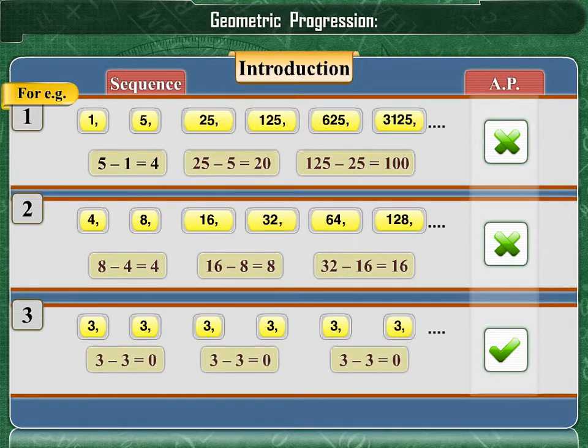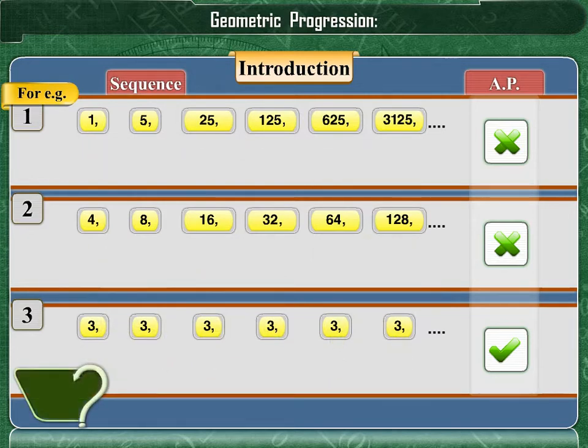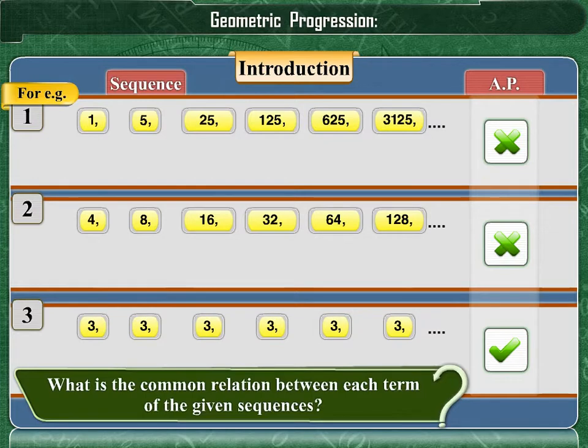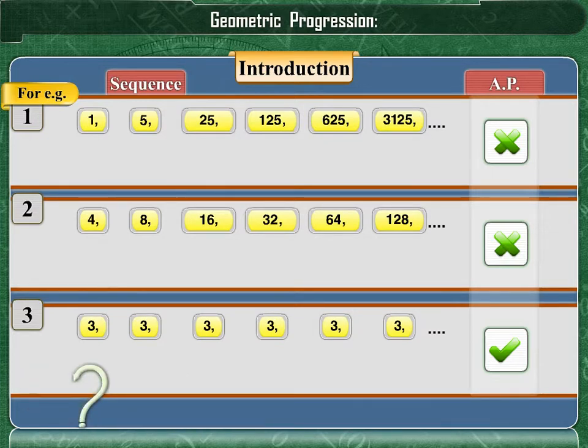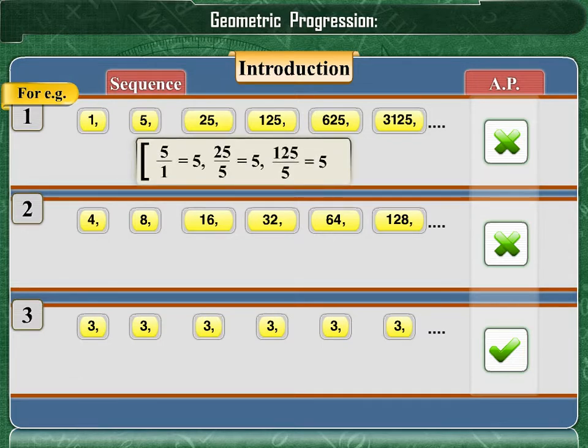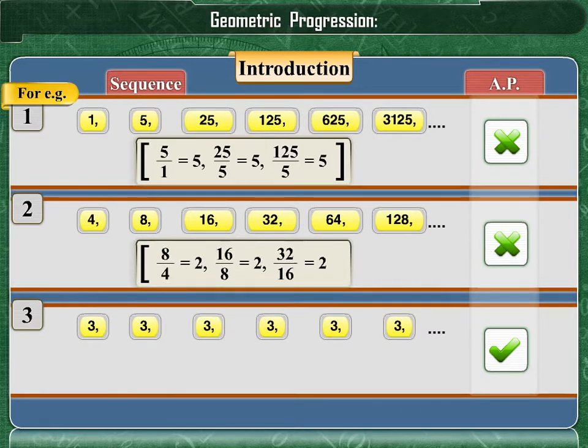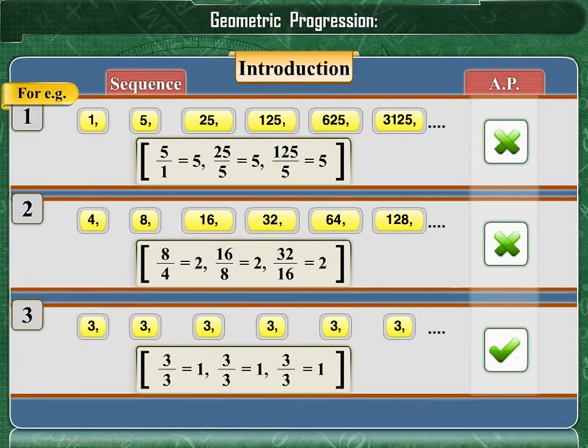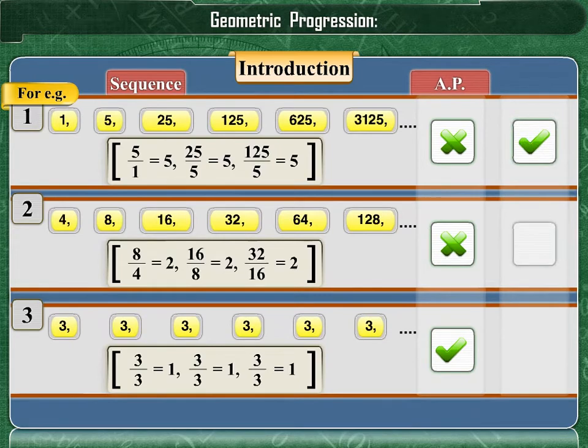There is another common relation between each term of the sequence. What is the common relation between each term of the given sequences? In the first example, the ratio of two consecutive terms is 5. In the second example, the ratio of two consecutive terms is 2. In the third example, the ratio of two consecutive terms is 1. Such a type of sequence is known as geometric progression.